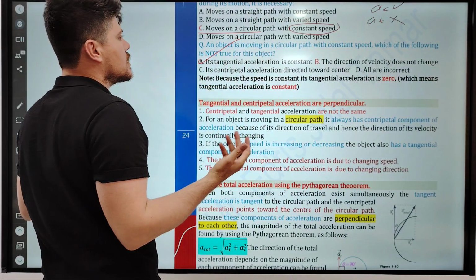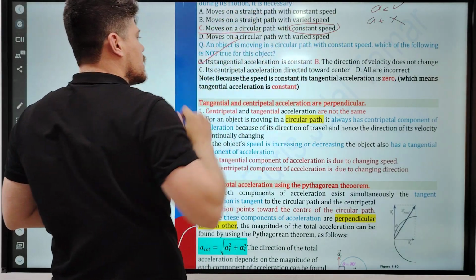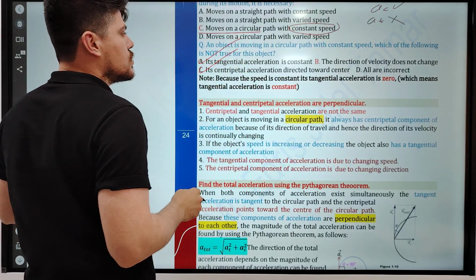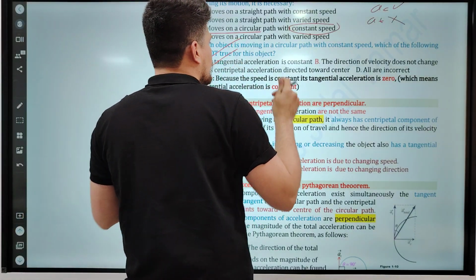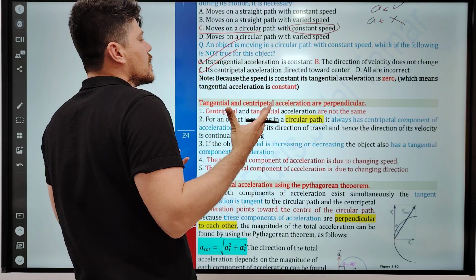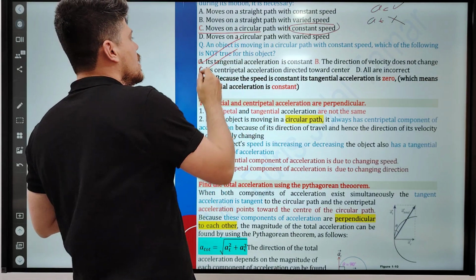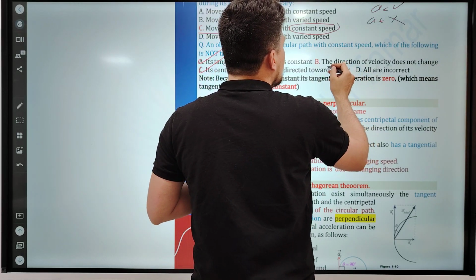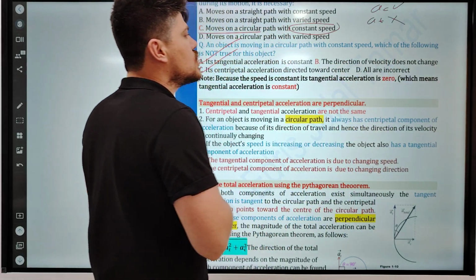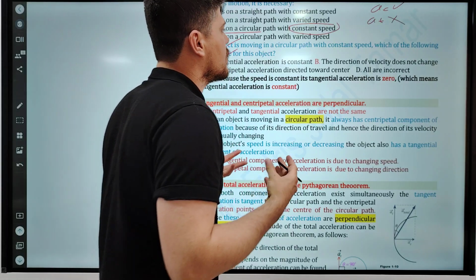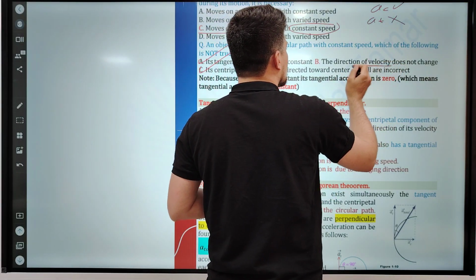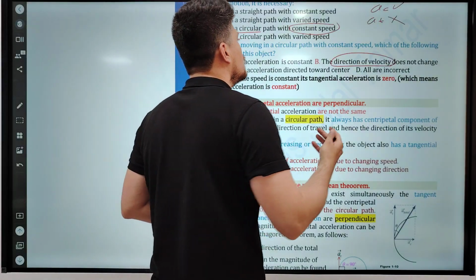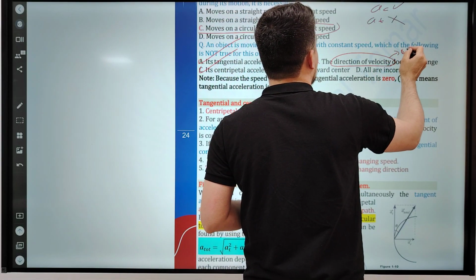The tangential acceleration is constant. Yes, it's constant because constant speed. Centripetal acceleration is toward the center. This is also correct. This is okay. We have to find the one that is not true, the wrong one. Which one is the wrong statement? A is wrong? No. C is wrong? No. D, the direction of the velocity doesn't change. This is wrong. Be careful. No, this is not correct. The direction of the velocity changes by changing the direction.